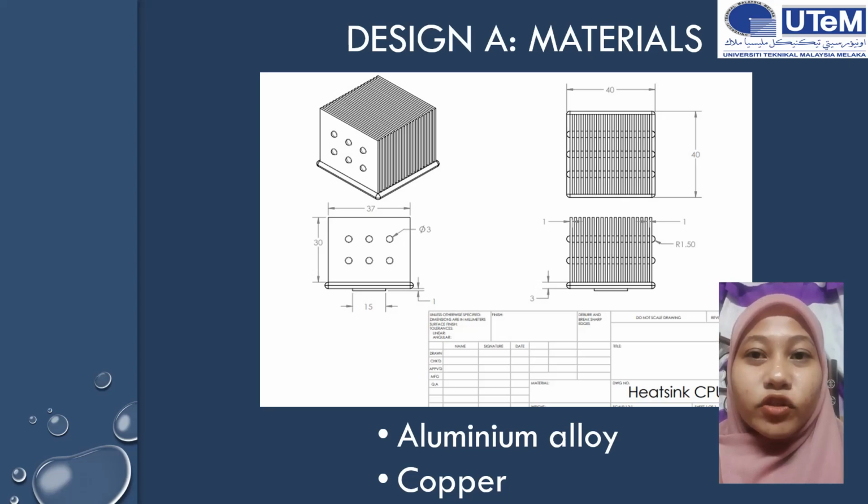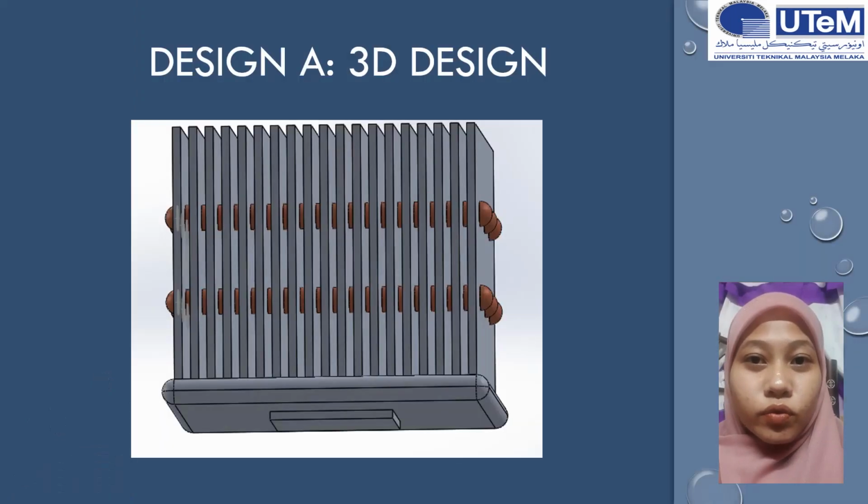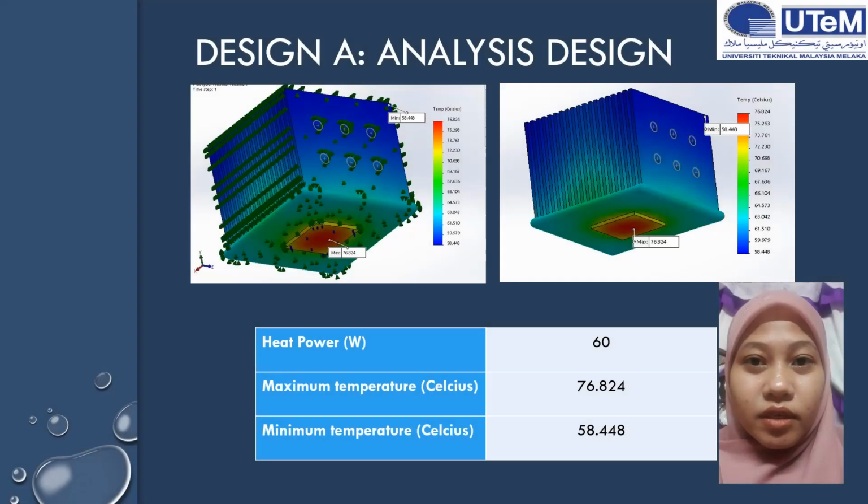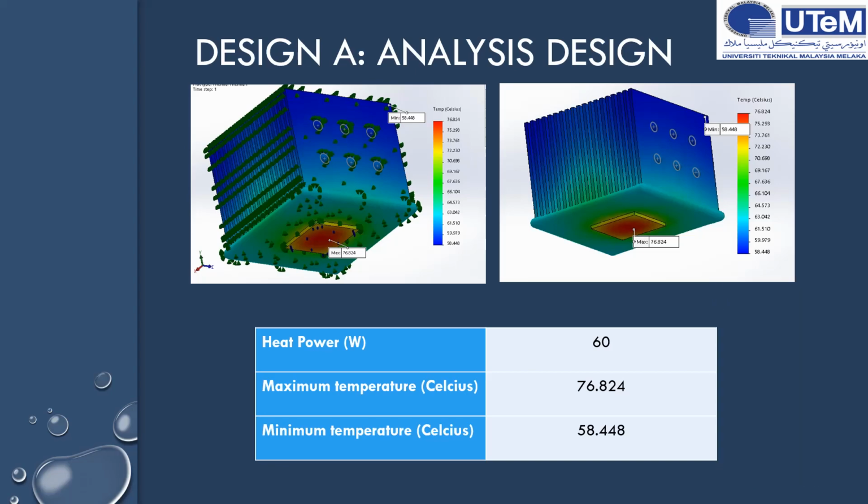For this type, we choose to design in a square form and have 6 copper tubes at the center of the fins. And this is our analysis result after we run the simulation. We got 60 watt for the heat power, maximum temperature 76.8 degrees Celsius and minimum temperature 58.4 degrees Celsius.